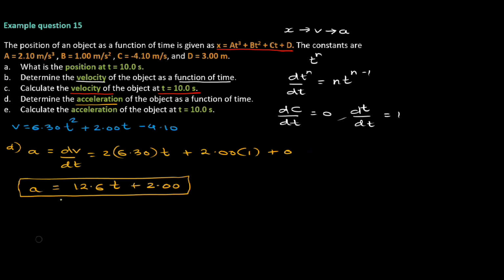In part E, we have to calculate the acceleration of the object at t equals 10 seconds. So I already found the acceleration function. In order to find its value, all I will do is substitute the value of t as 10 seconds. So let's do that. We get a equals 12.6 times 10 plus 2. And when you solve this, you get your acceleration as 128 meter per second squared.